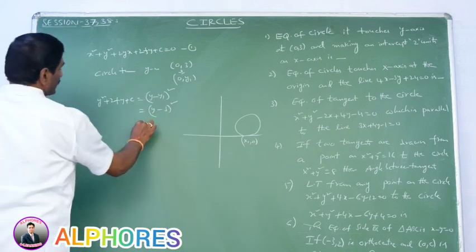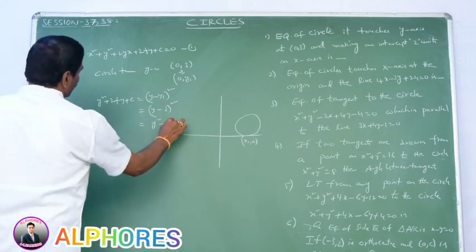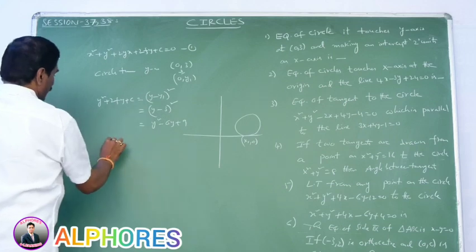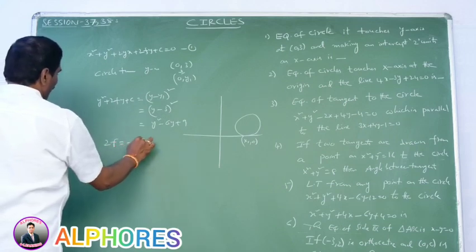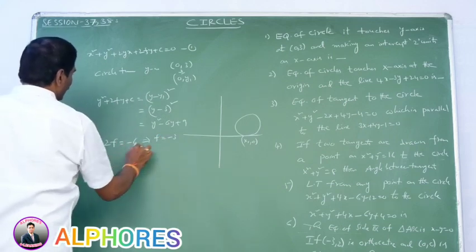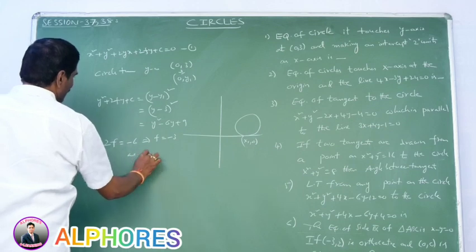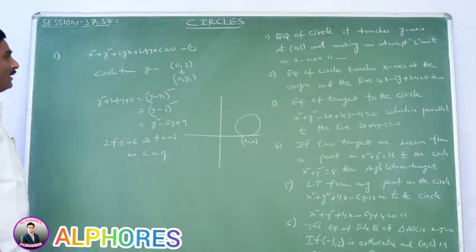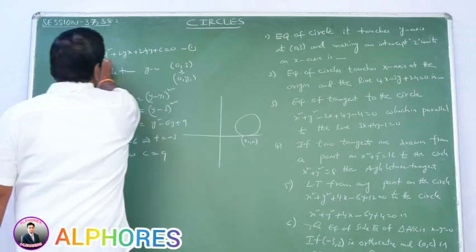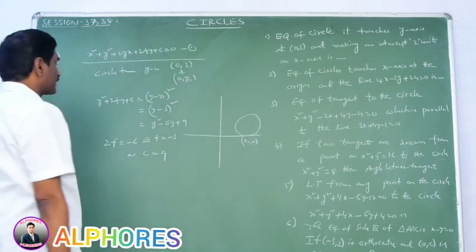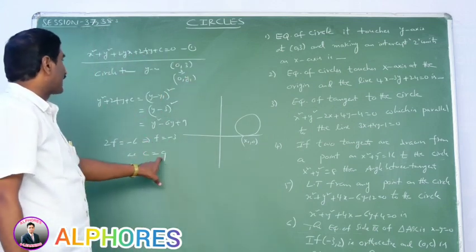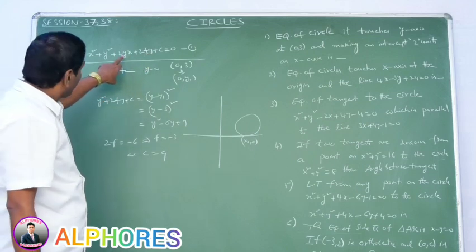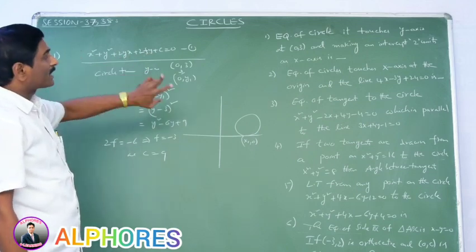That is equal to y square minus 6y plus 9. By comparing the like terms on both sides, we get 2f is equal to minus 6. That means f is equal to minus 3 and c is equal to 9. In the given required circle, g, f, c are unknown values. Already f is minus 3, c is 9. So we find the remaining value g by using the second condition.